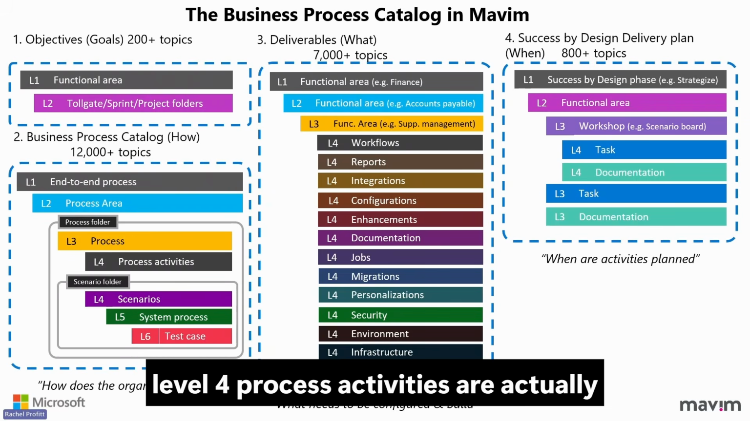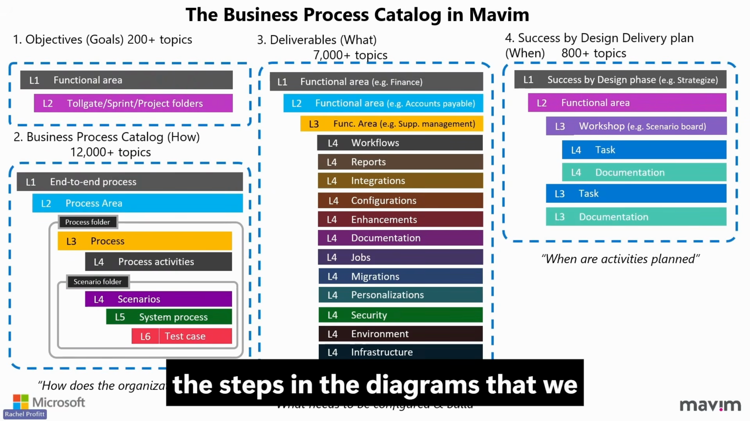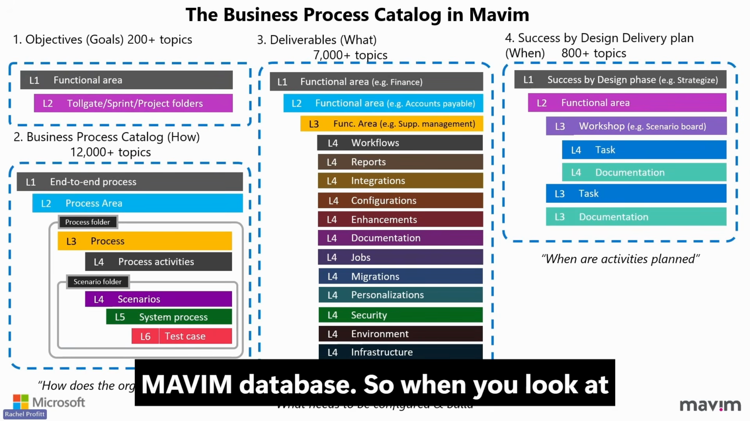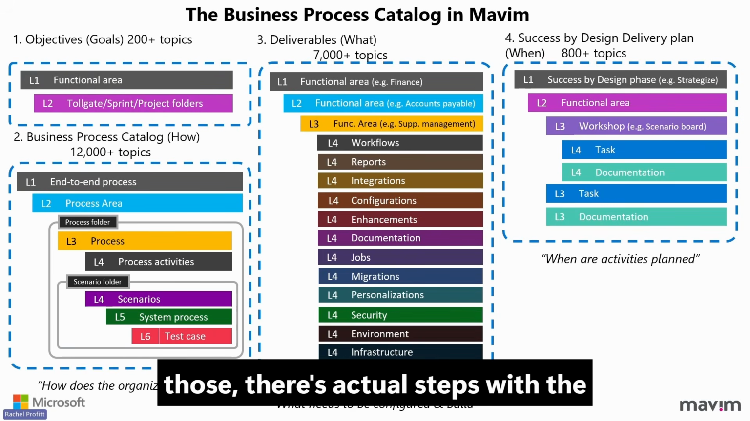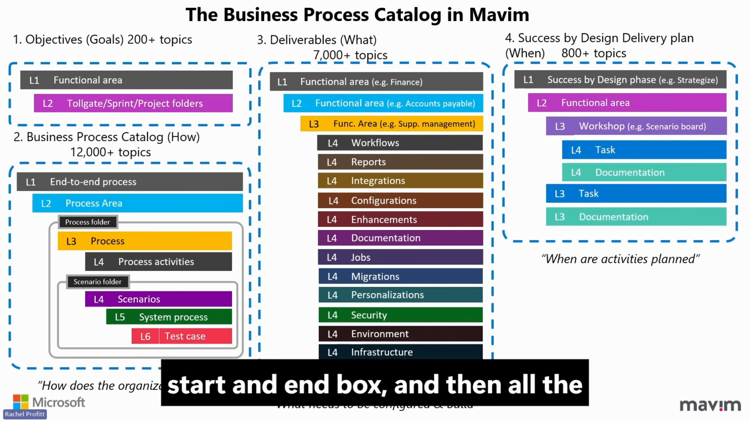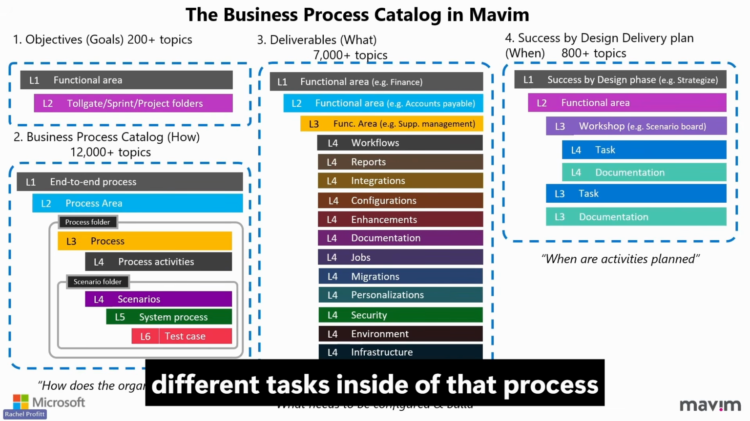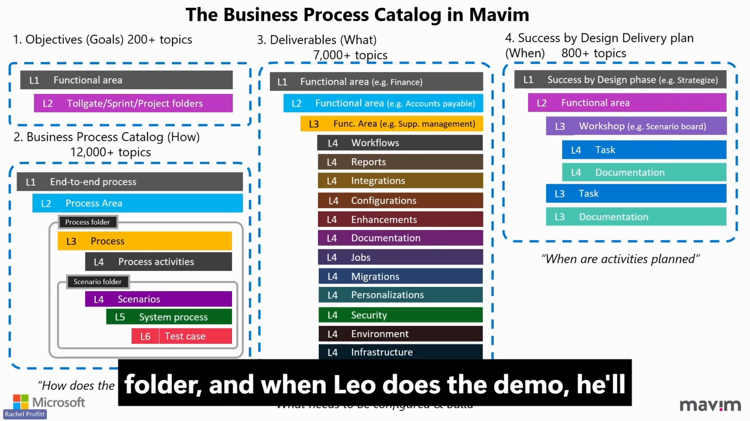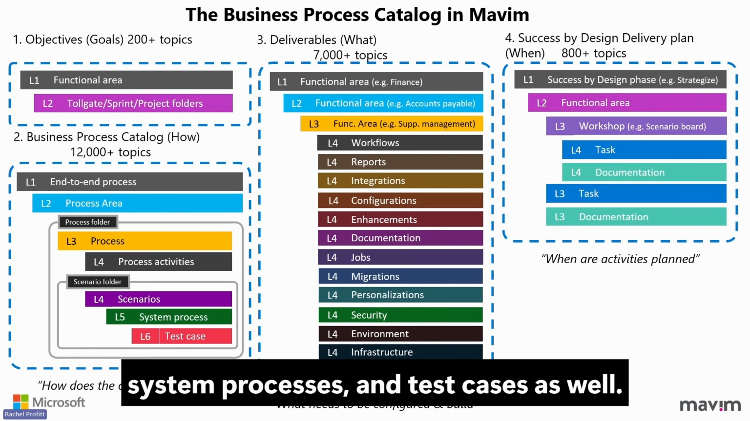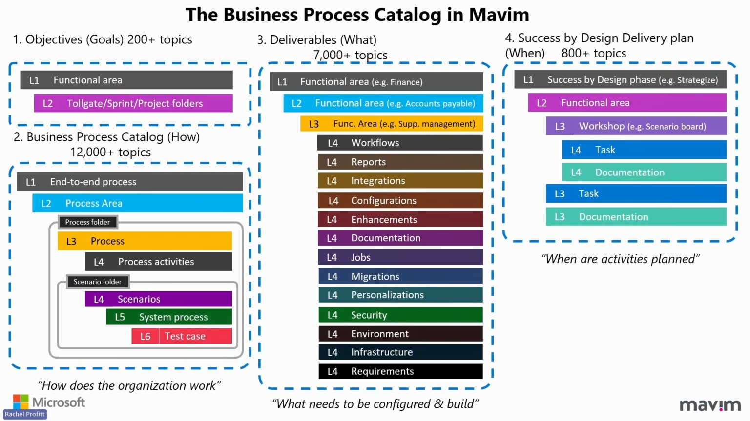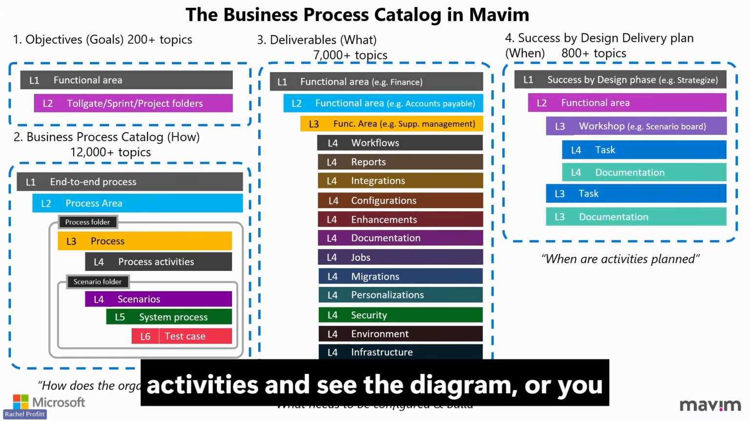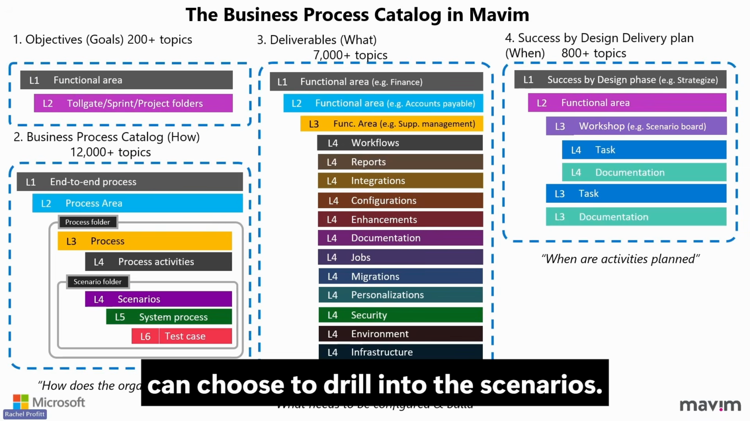The level 4 process activities are actually the steps in the diagrams that we produce and publish in that Mavim database. So when you look at those, there's actual steps with the start and end box, and then all the different tasks inside of that process flow diagram are called process activities. There's also this separate folder, and when Leo does the demo, he'll show this to you. We have scenarios, system processes, and test cases as well. So when you're on the level 3, you can choose to drill into those process activities and see the diagram, or you can choose to drill into the scenarios.